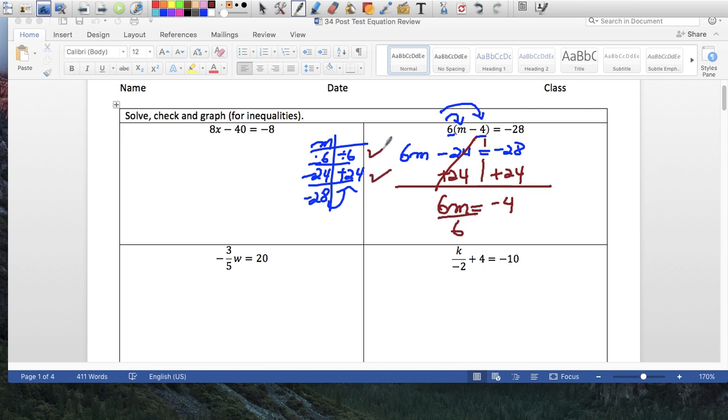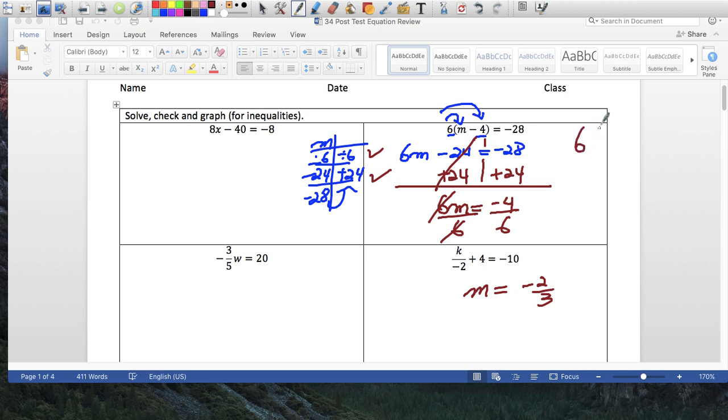Because we did this, we're going to do that. Divide both sides by 6. This crosses out. Not because it becomes 0, but because 6 divided by 6 is 1, and we don't need to write 1m, or we can just write m equals negative 4 over 6, or negative 2 over 3, because we can simplify it, right? We can divide 4 by 2, which is 2, and 6 by 2, which is 3. So m equals negative 2 over 3.